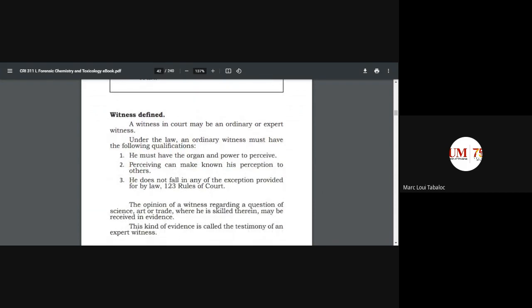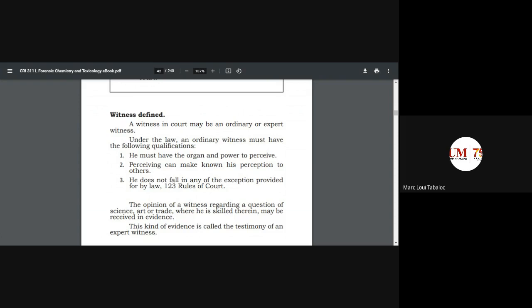So first, we will be able to enumerate and explain the qualifications of an ordinary compared to an expert witness. We will be able to appreciate the importance of the roles of an ordinary and expert witness, especially in the solution and, of course, solving crimes. And, of course, we will be able to identify what are the qualifications for an expert witness and witness in general. Okay, so let's first define what is a witness under our laws.